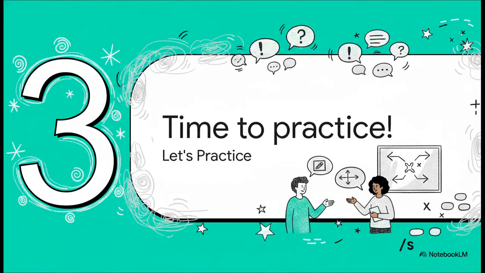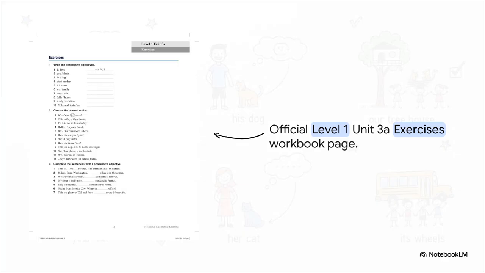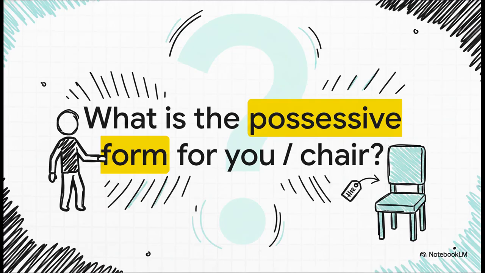All right, section 3. Time to practice together. Let's practice. Okay, I want you to be totally hands-on with me right now. Don't just sit back and listen. Try to shout out the answers with me. This right here is an actual page, straight from the official Level 1 workbook we're referencing today. We're going to grab a few of these exact exercises and tackle them together so we can really lock in what we just learned. Let's start super simple with exercise 1.